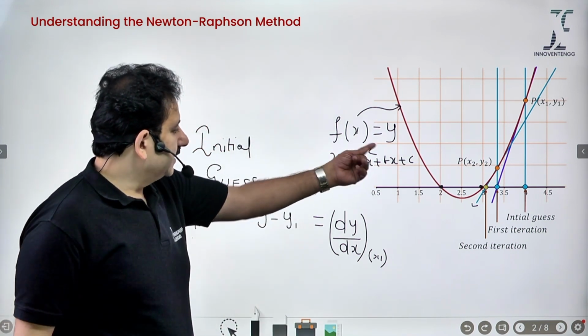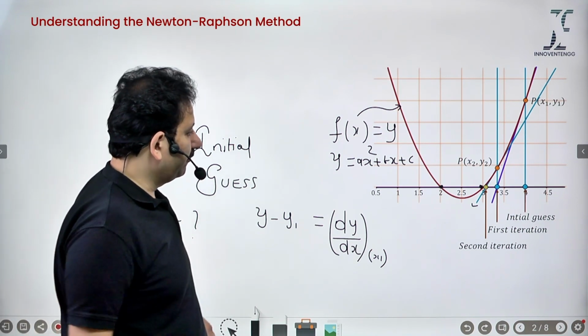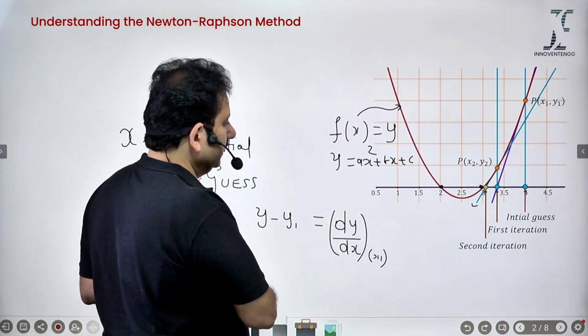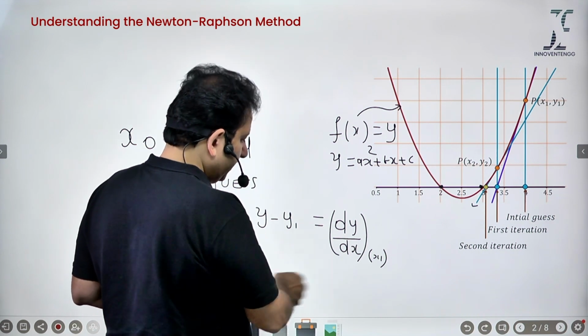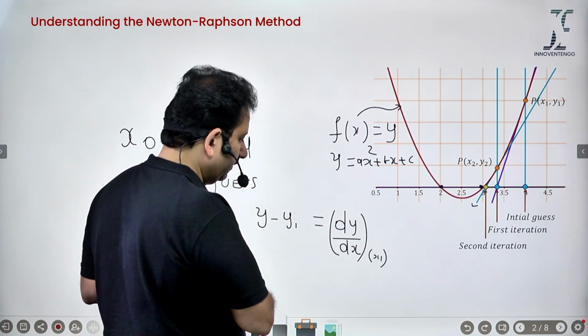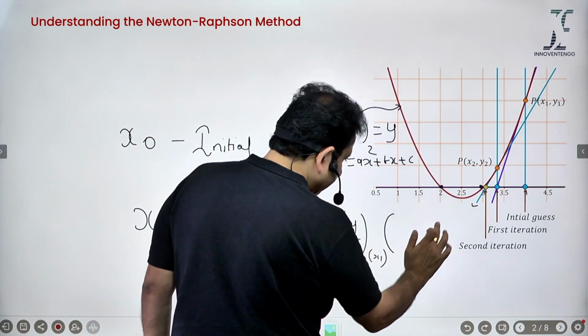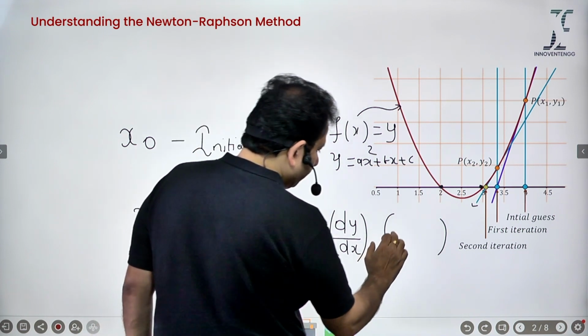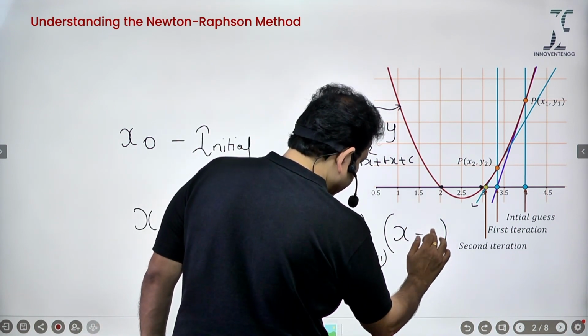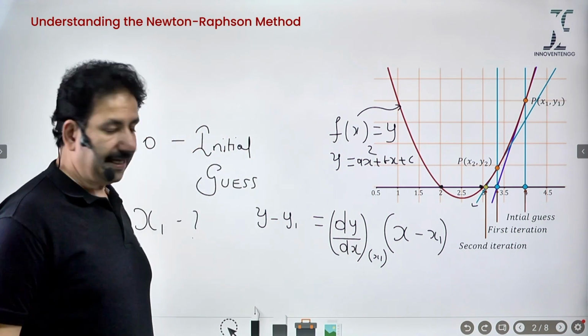Because y is an explicit function of x, if you just differentiate you will get one more function of x, and if you substitute x1 you'll be able to find the value of dy by dx. Y minus y1 is equal to the slope, which is dy by dx, into x minus x1, right? So this is the equation of the tangent.